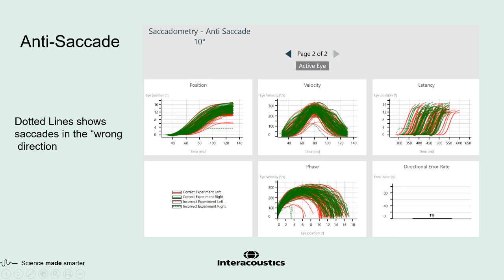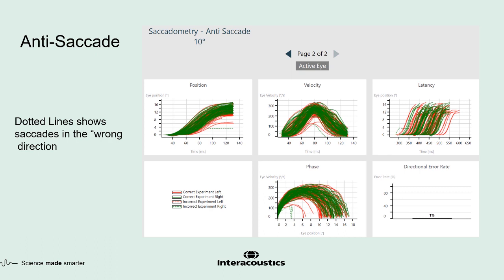When you're looking at an antisaccade graph, we see the same data. Now, when somebody generates a saccade in the wrong direction, when somebody generates a pro-saccade error, we'll see a dotted line in the direction of the pro-saccade error, and then we'll also see that represented in the directional error rate. So this is someone who actually did reasonably well. Their directional error is only 1%. This is a relatively normal brain.